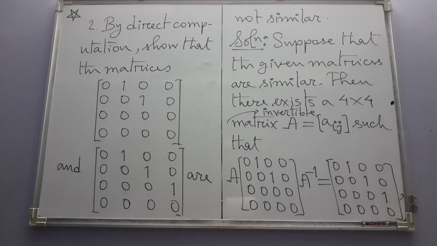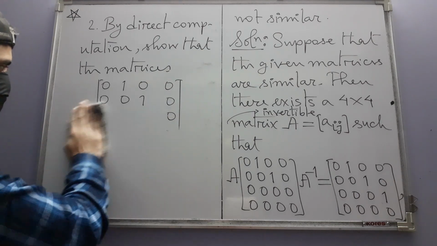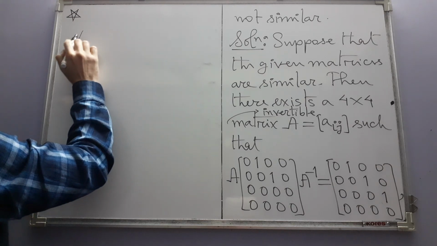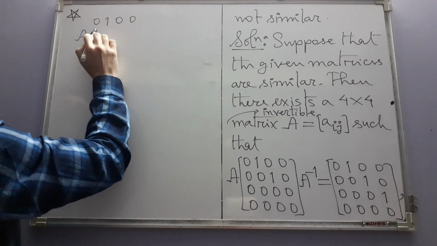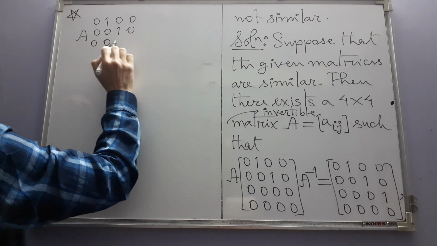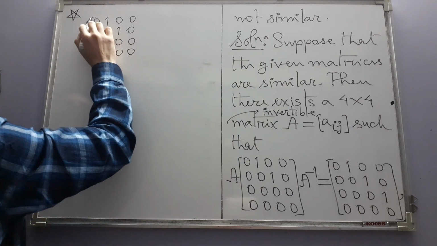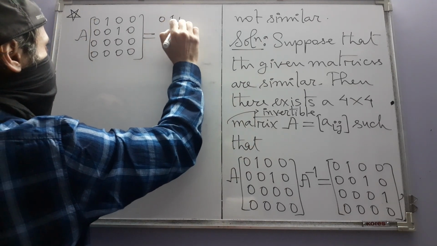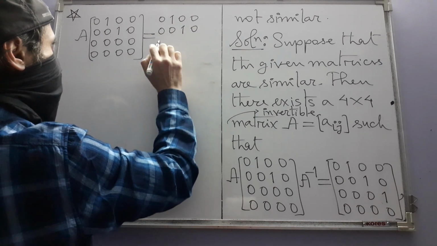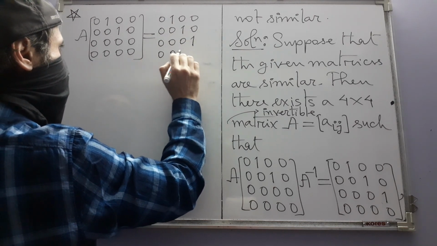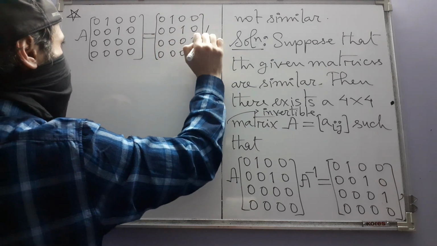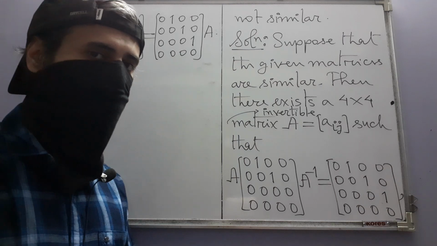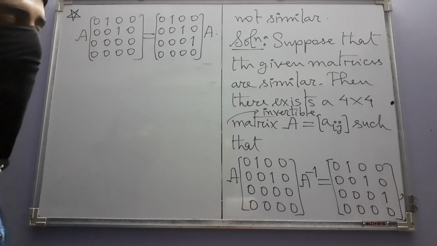Or A times the first matrix is equal to this times A. Now all we have to do is calculate these two products and see what consequence it has. I mean the equality has.